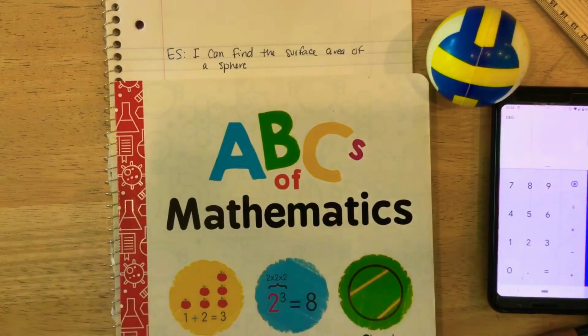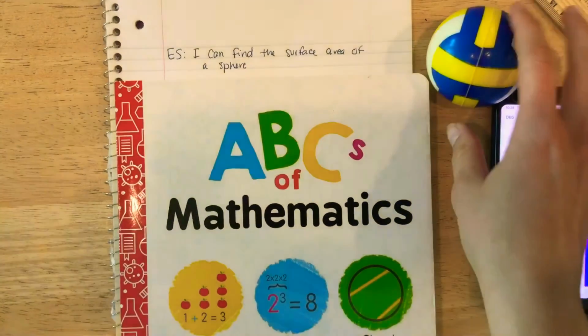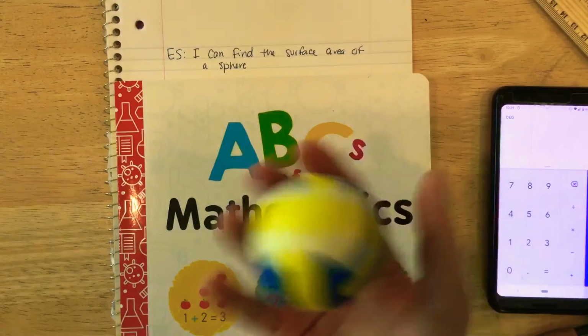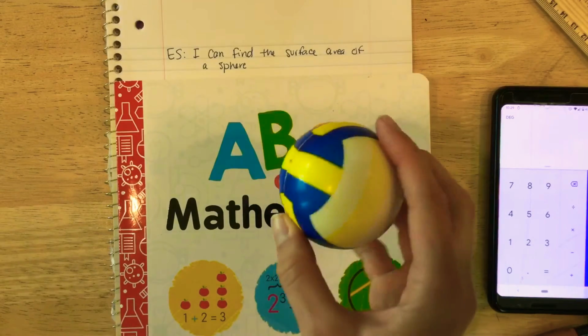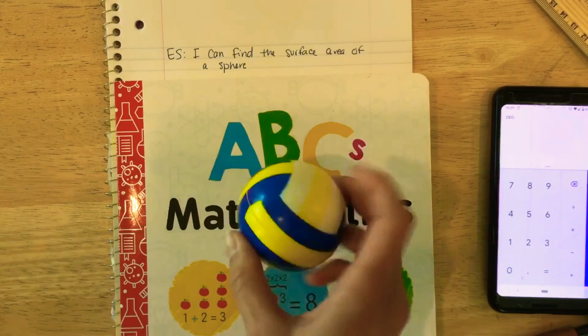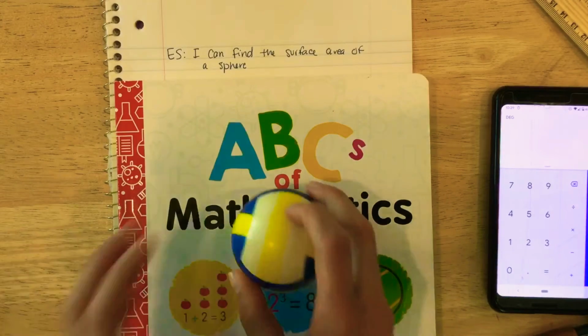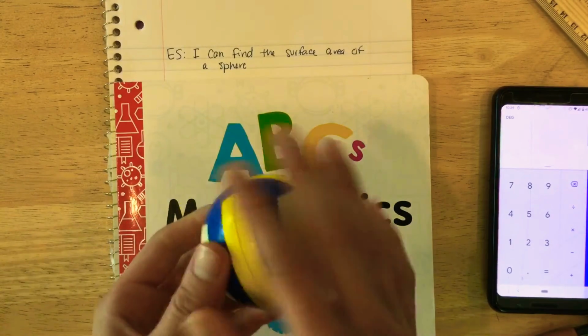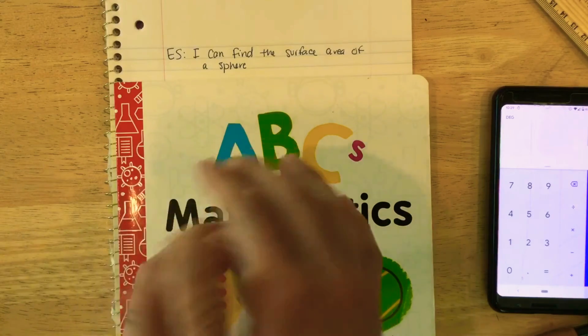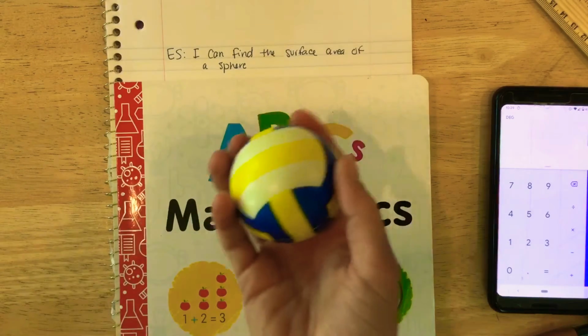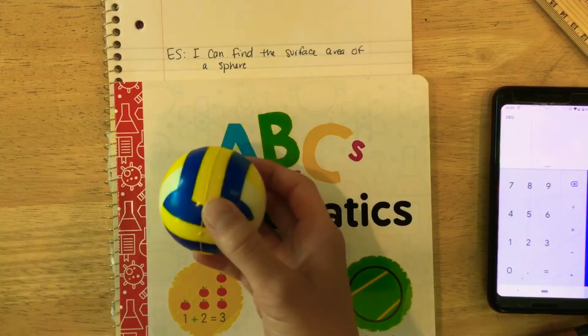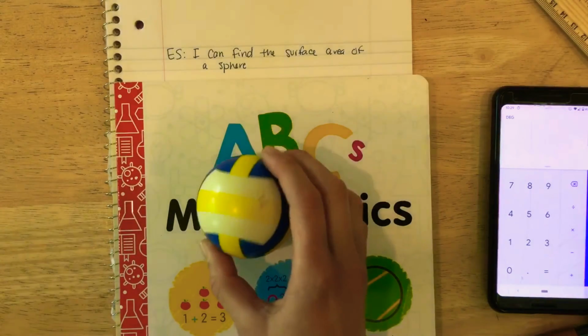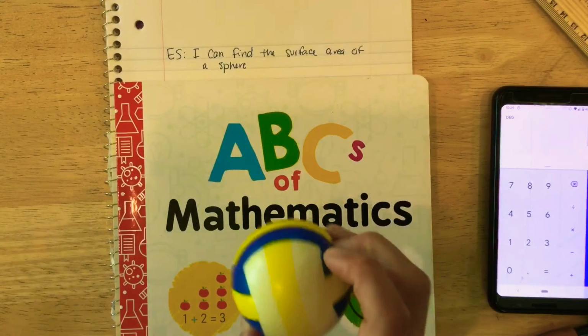More specifically, spheres. When you think of a sphere, I like to think of sports balls because I play volleyball, I play basketball, I play softball, and so we are finding the surface area of spheres. This painted area of a ball is the surface area of a sphere. And like the last two videos, we're going to be using formulas.